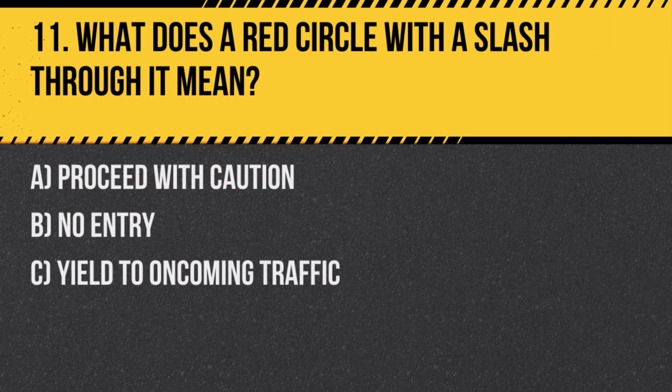Question 11. What does a red circle with a slash through it mean? A. Proceed with caution. B. No entry. C. Yield to oncoming traffic. Answer. B. No entry. A red circle with a slash through it indicates that entry is prohibited, commonly seen in no entry signs.